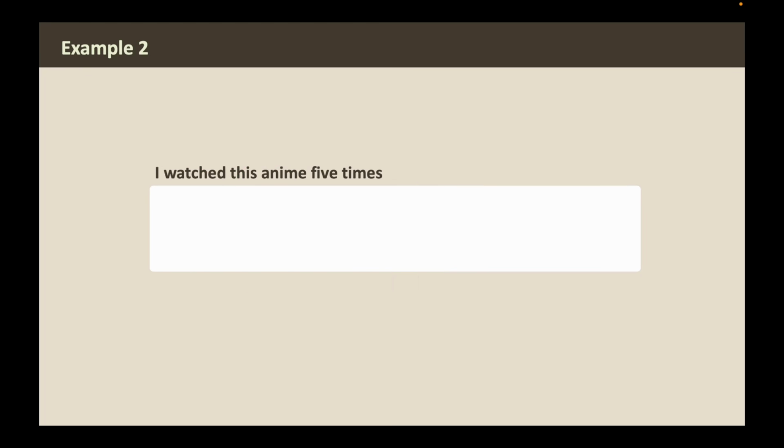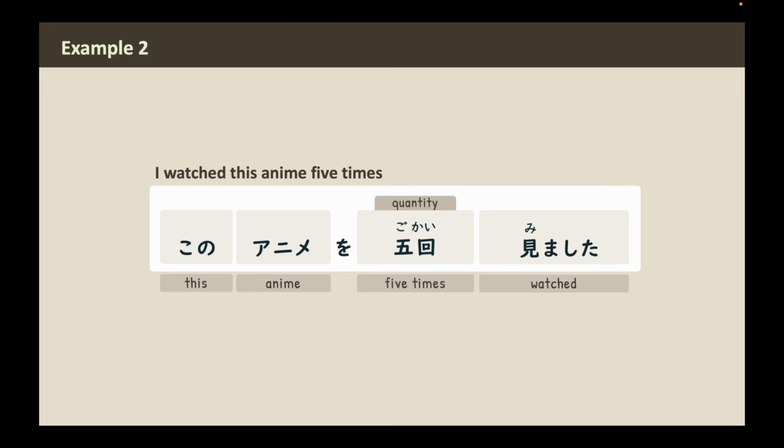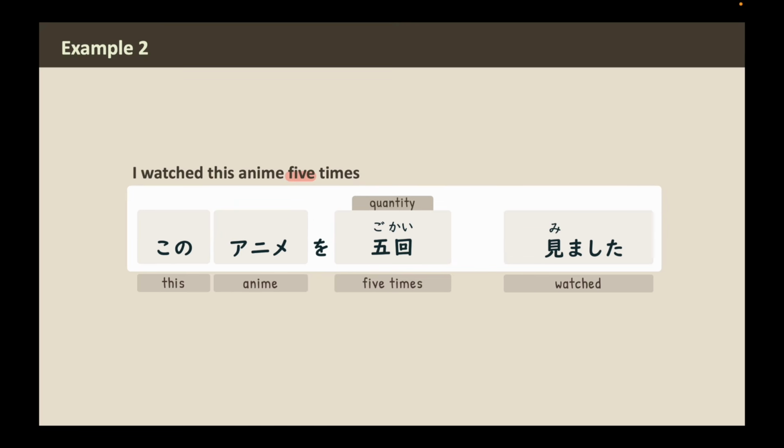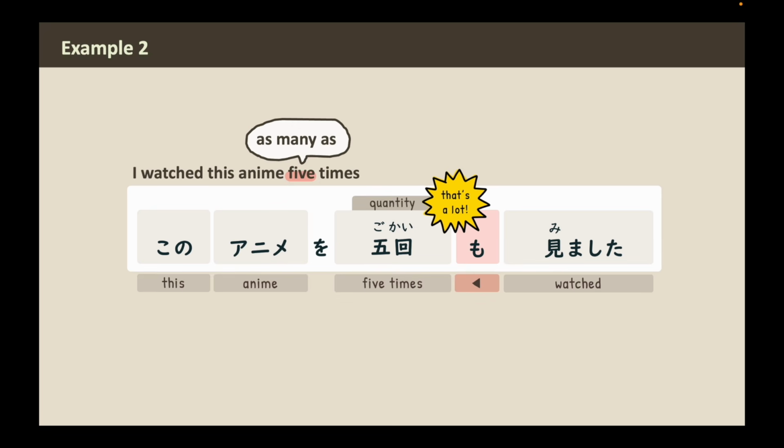Let's see another example. I watched this anime 5 times. If you feel that 5 times is normal, you would simply say, このアニメを5回見ました. But if you think 5 times is more than usual or more than you expected, you might say, このアニメを5回も見ました. Now the sentence is more like, I watched this anime 5 times, or I watched this anime as many as 5 times.